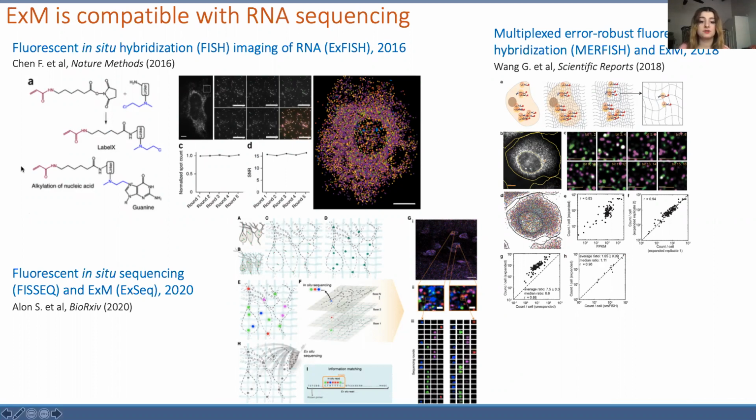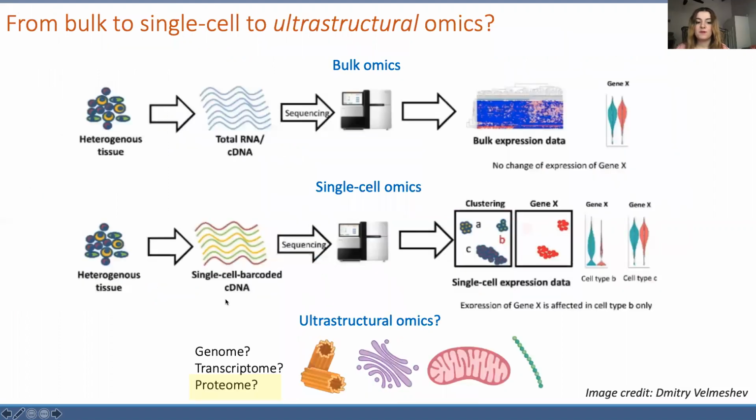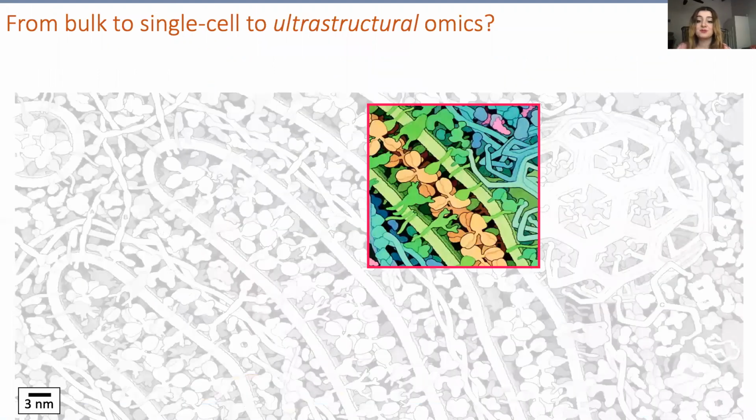And so several groups, the Boyden group and Zhuang, have actually demonstrated the combination of FISH, fluorescent in situ hybridization, and RNA imaging with expansion. They call it ExFISH, developed in 2016, as well as MERFISH and expansion microscopy, developed in 2018, and actually very recently fluorescent in situ sequencing and expansion microscopy, developed again this past month. And so what about the proteome? This remains an open challenge.